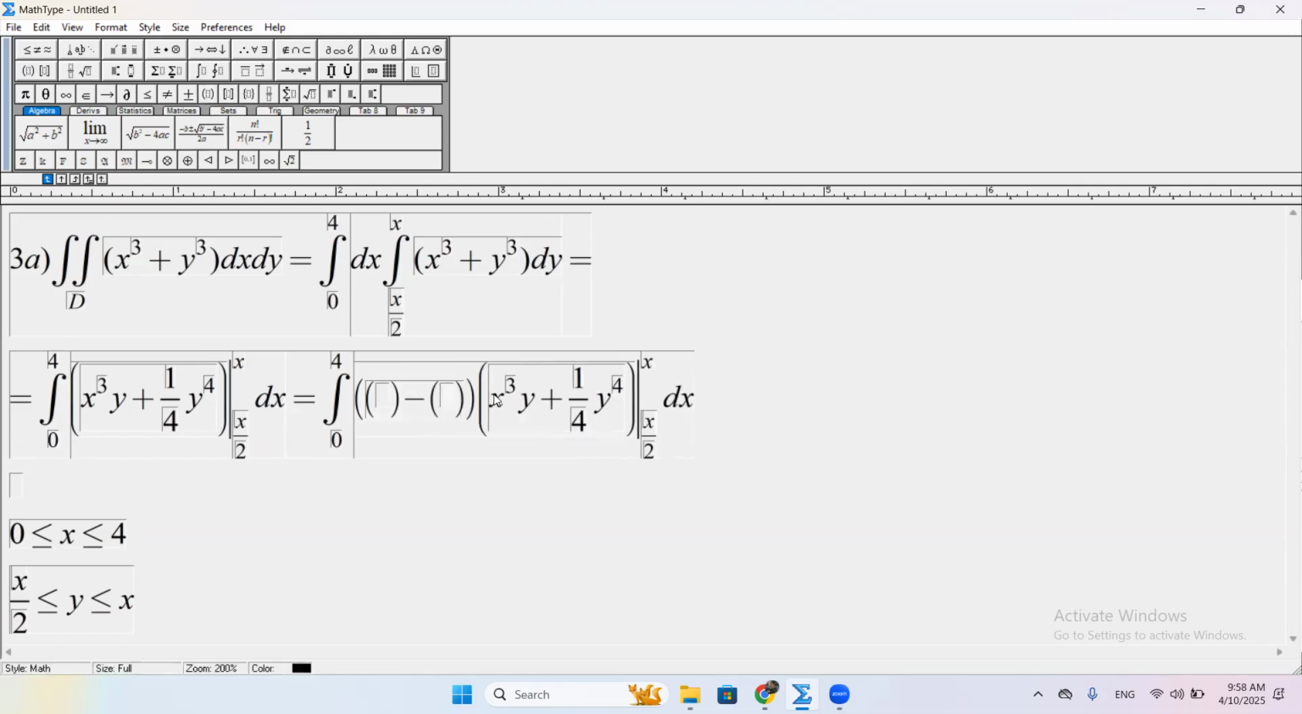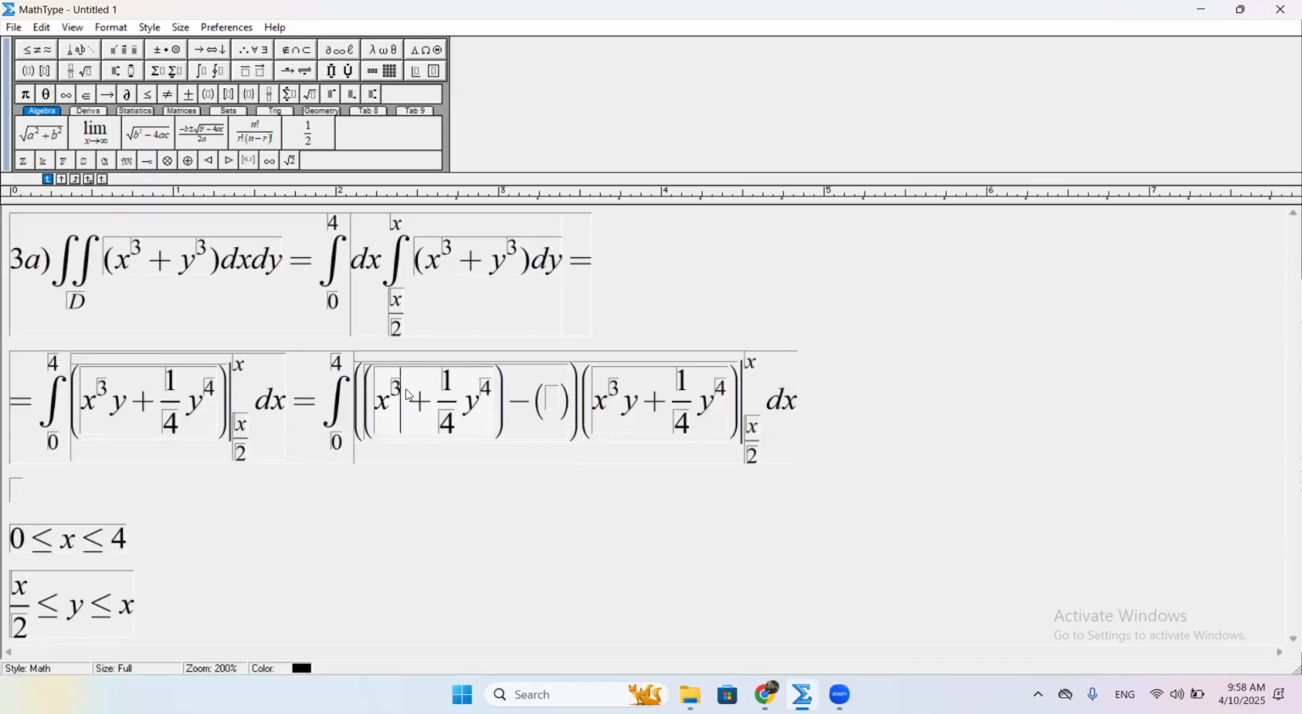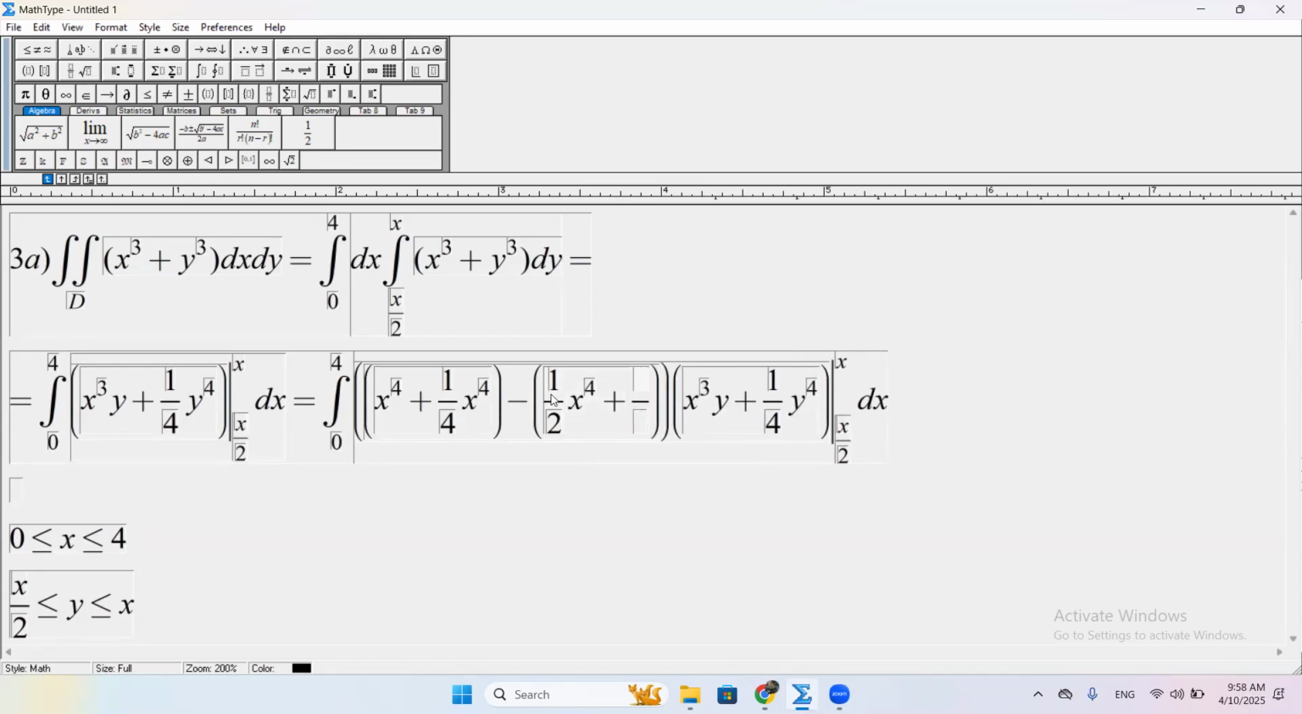So with the substitution, substituting x, first of all. So x in power of 4 plus 1 over 4 x in power of 4, minus 1 over 2 x in power of 4, and plus 1 over 32, 1 over 64 x in power of 4.